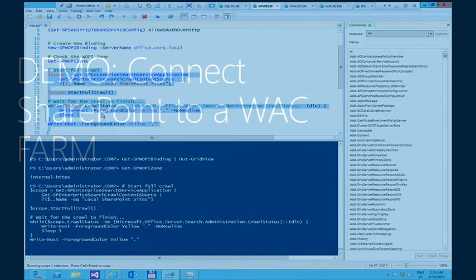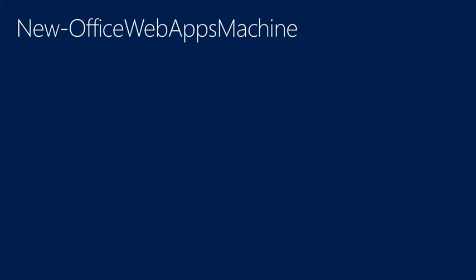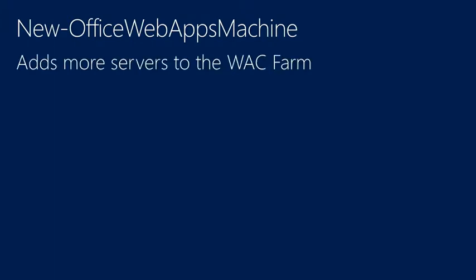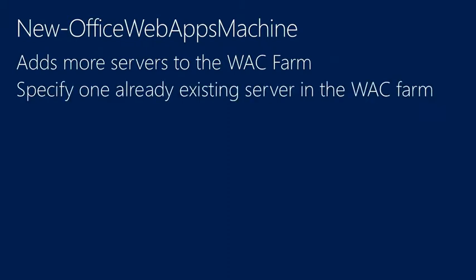New-OfficeWebAppsMachine. That's a command that we're using to add new machines to our Office Web Apps farm. It's called machines in all the commandlets, so don't forget that. I tried to find the commandlet with servers in it, but it's machines, and that's how it's referred to. When you add a new machine, you go to that machine, of course sysprep, as before, use New-OfficeWebAppsMachine and point to an already existing server in that farm.